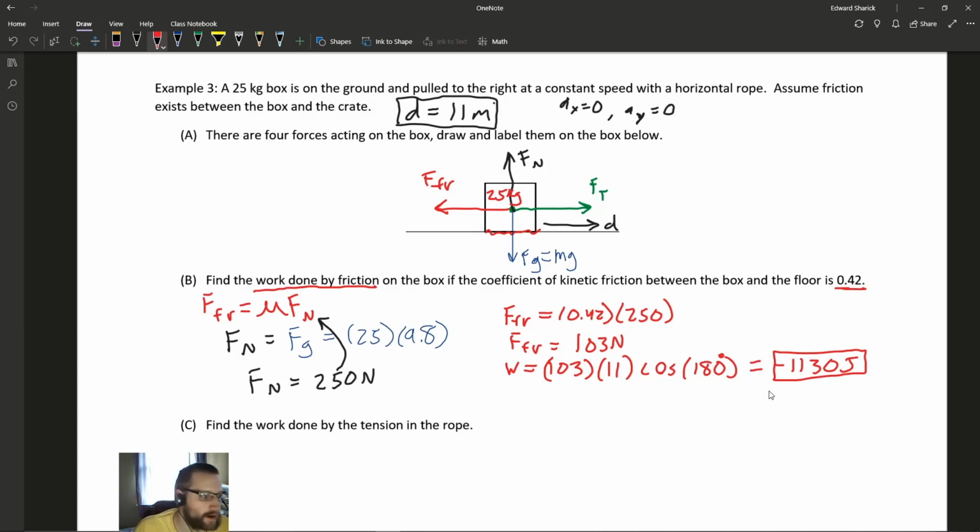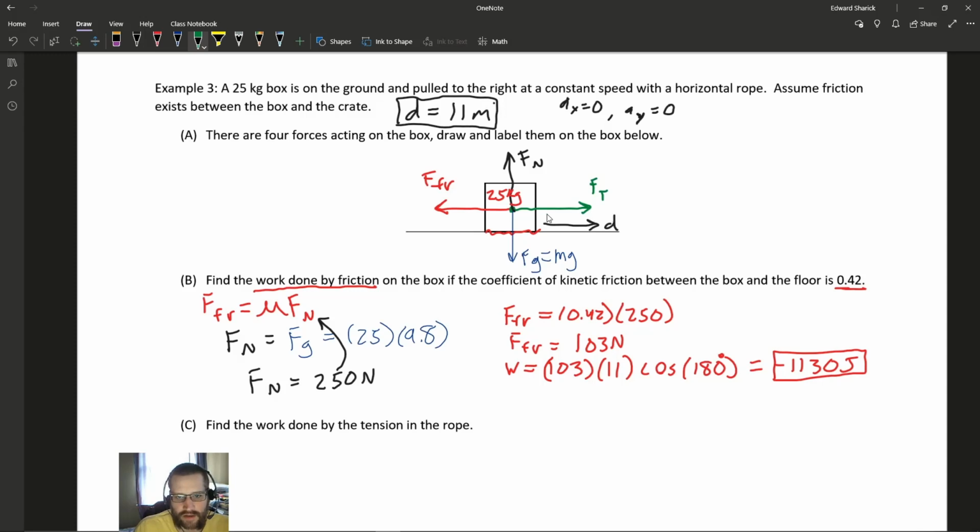All right. So that's it. So work is doing that much negative, or taking away that much energy from this thing. Now we can find the work done by the tension in the rope. Now the tension is going to the right, and we don't know its value, and it's not given to us. So we have to use our knowledge of forces to figure this part out.